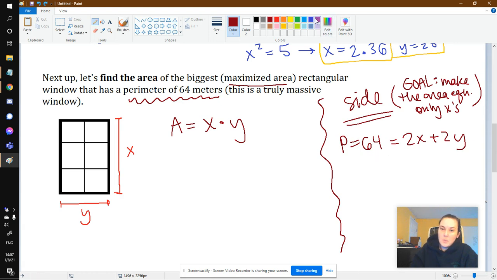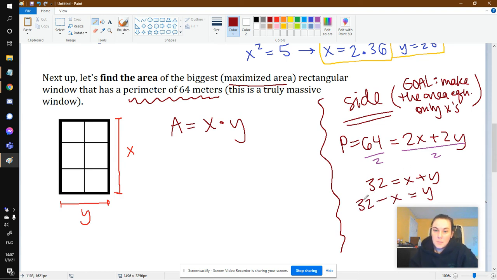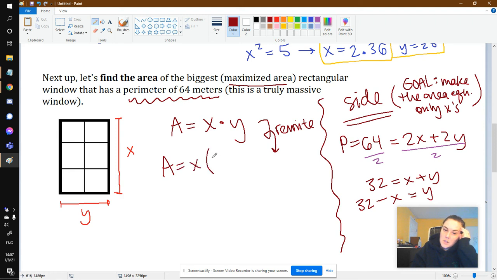So I'm going to divide both sides by 2. I'm going to get 32 equals x plus y, and then I'm going to subtract x from both sides and get that y is 32 minus x. The reason I'm going to do this is I'm going to rewrite this. Now the area is x times 32 minus x. Pretty good. I'm going to simplify it by distributing.